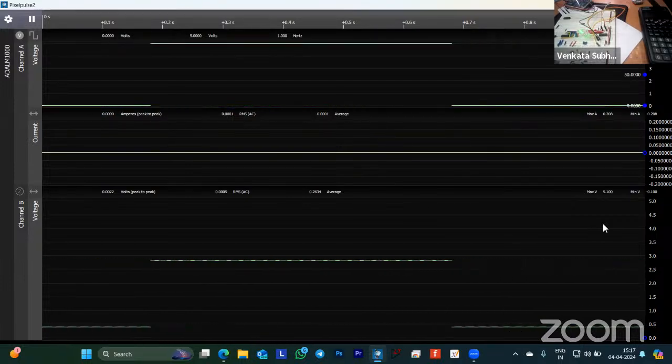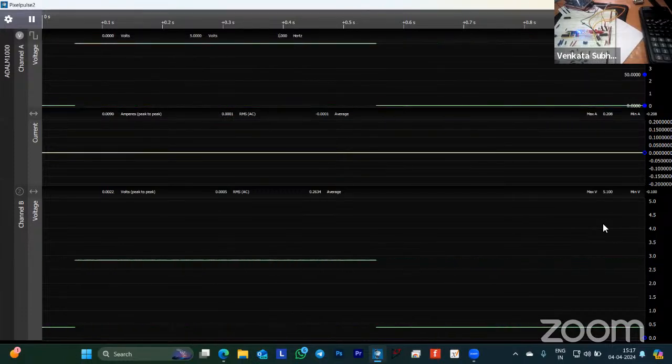Now tell me, your ADALM kit has been connected to which USB connection? Normal USB itself. To my laptop. Is the laptop connected to power? Yes, it's connected to power. Shall I unplug it? Will your laptop work without power? Yes, it works fine. Unplug it. Yes, done.